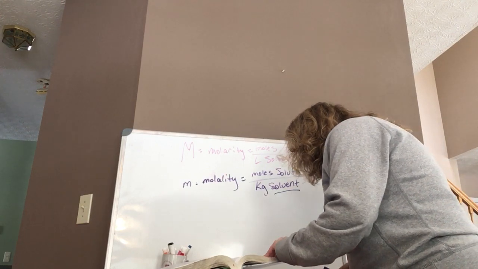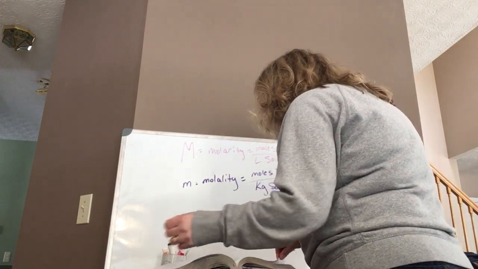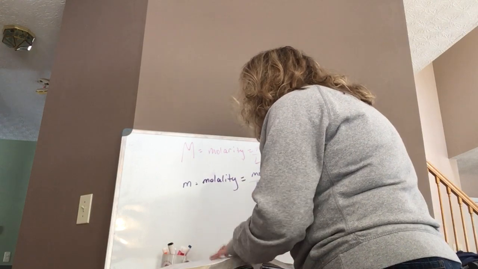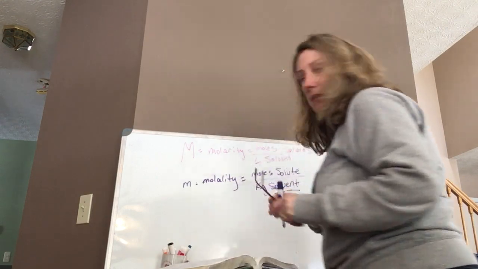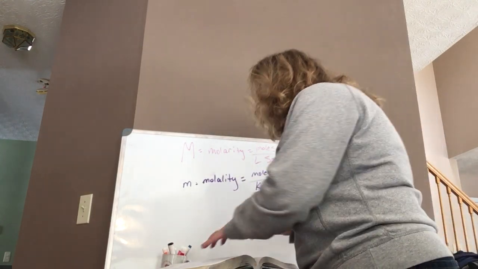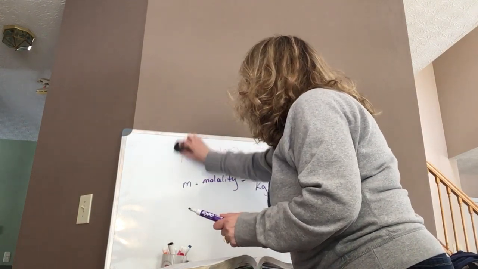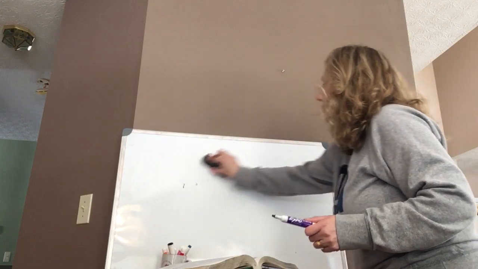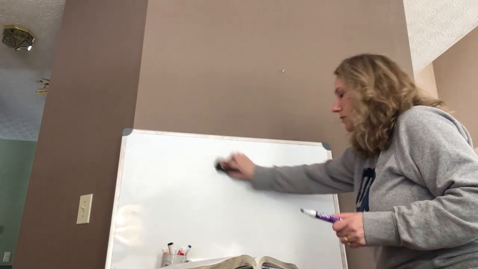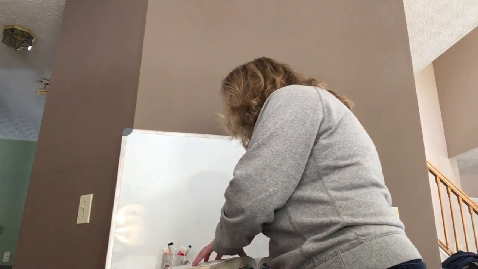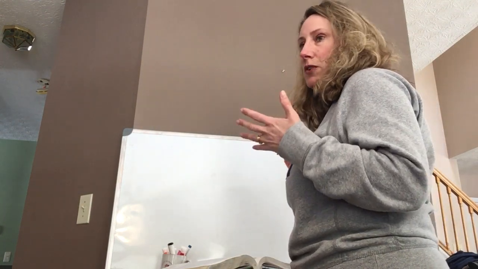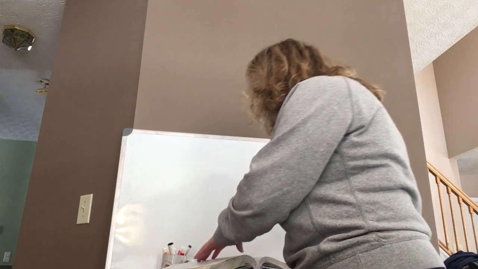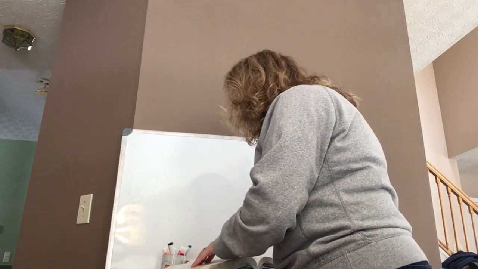Okay, so let's do example 11.2. A chemist mixes 3.4 moles of sodium chloride, NaCl, which is what we're using today, salt, sodium chloride, with 4.5 kilograms of water. Oh, they measured the water. Must be talking about molality. Okay, what is the molality of the resulting solution?